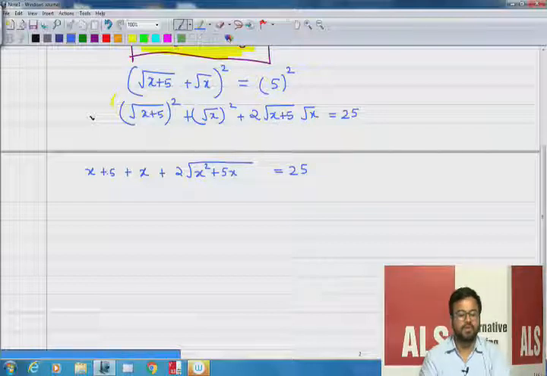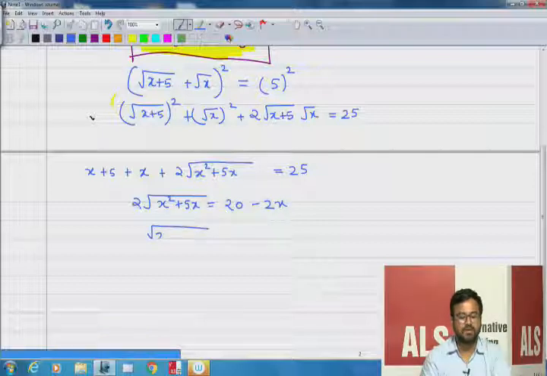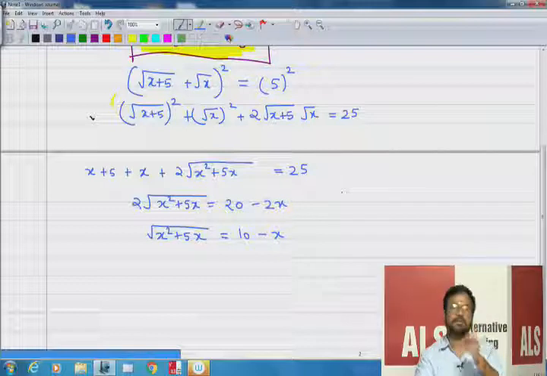Now what we can do is take all these things to the right hand side. So twice of root x square plus 5x is equal to 25 minus 5, which is 20, and the x will go over there and become minus 2x. Now you can divide the complete equation by 2. So it will be root of x square plus 5x, and dividing the right hand side by 2, it will become 10 minus x.